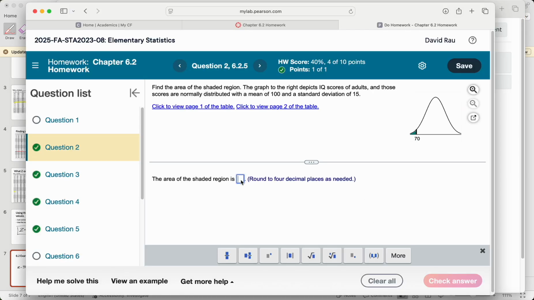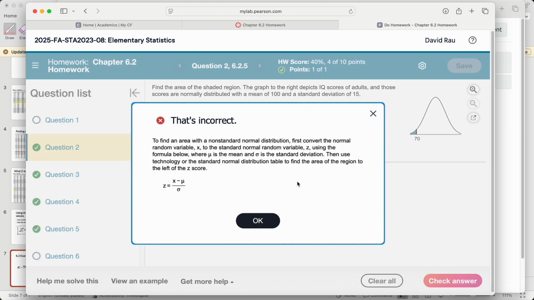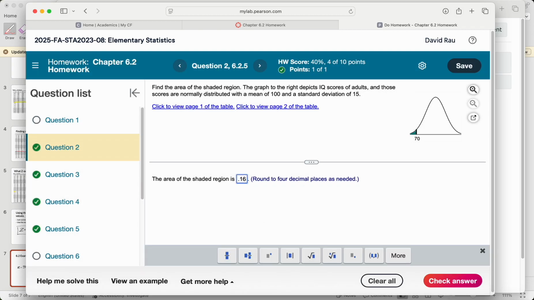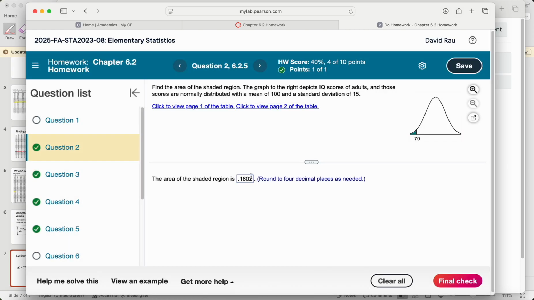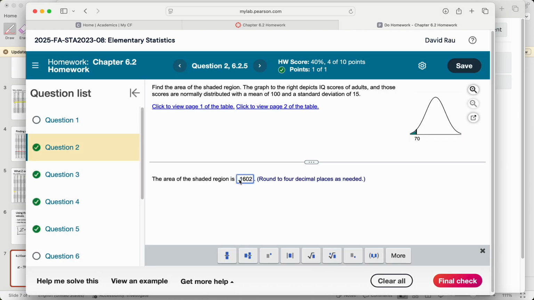So let's do that. I think I already know what this is going to be. It's going to be point, if I can think about it, 0.1602, somewhere near there. What am I missing? Oh, never mind. Sorry. 2 standard deviations away. This is going to be about 0.0250.